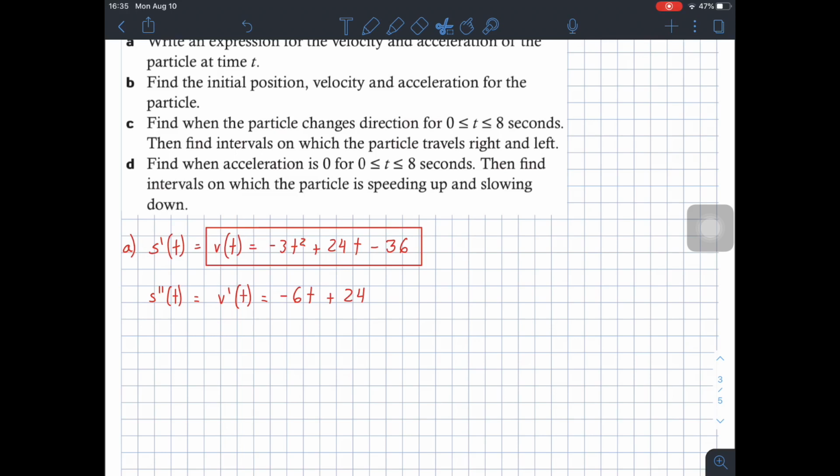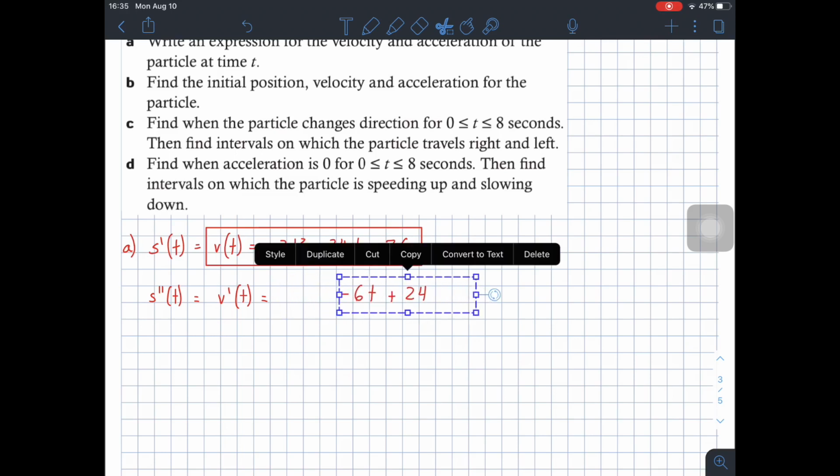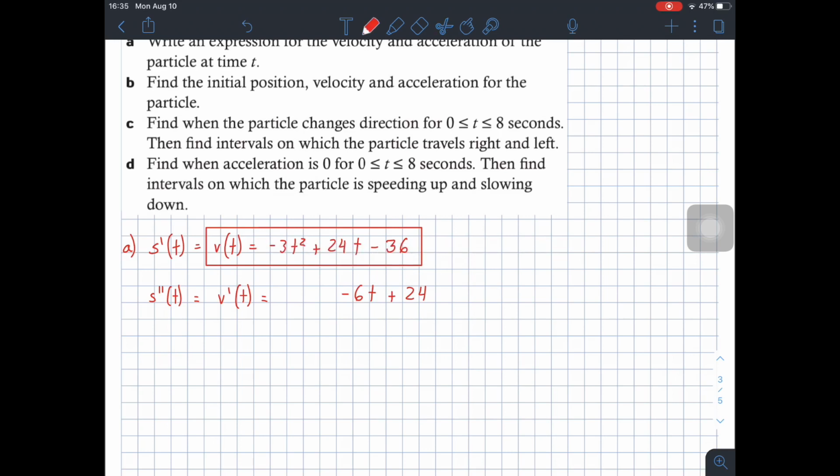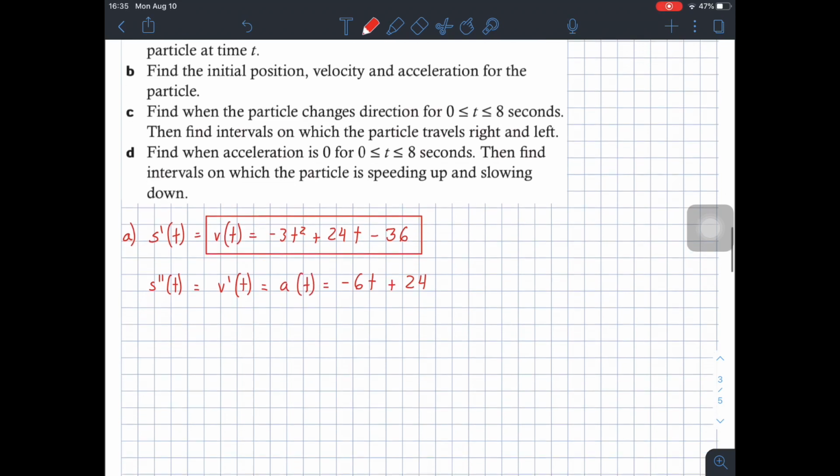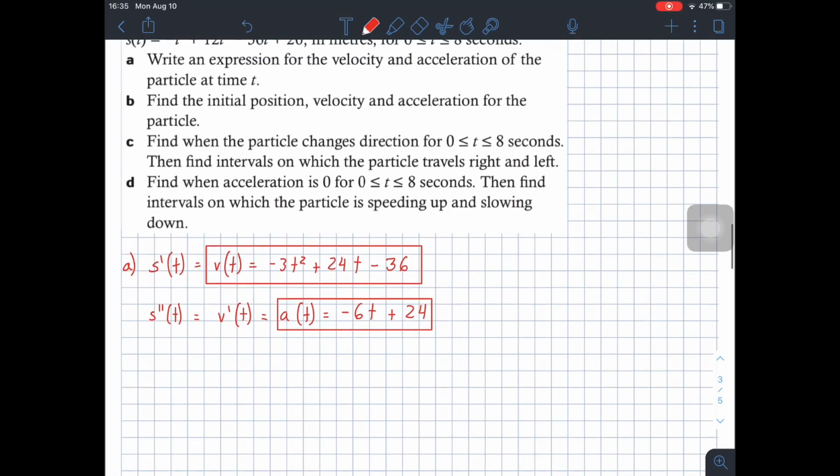I forgot to write that, so I'm going to displace this a little bit. This is equal to acceleration with respect to time, and it is equal to negative 6t plus 24. So that's the expression for both velocity and acceleration of this particle for any time t.